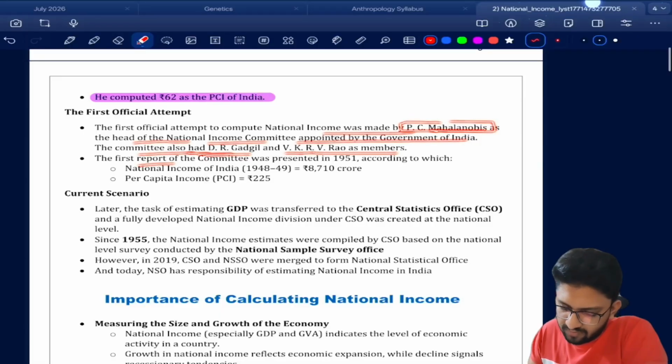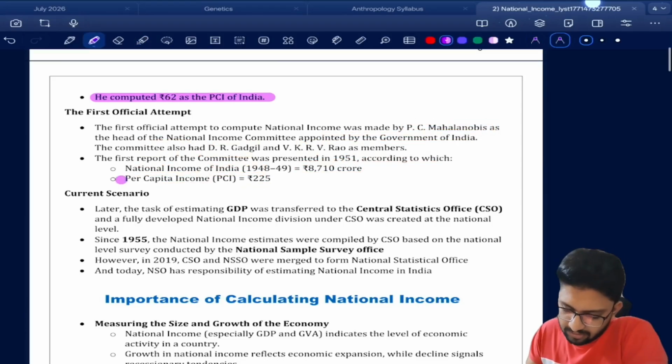The first report of the committee was presented in 1951, according to which national income of India was 8,000 crores and per capita income was 225 rupees.